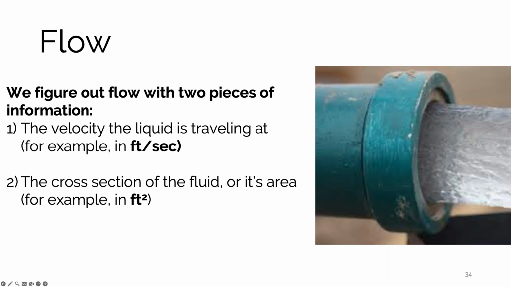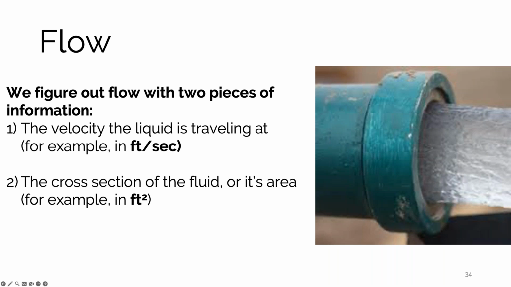To figure out flow, we basically can do that with two pieces of information. One being the velocity that the liquid is traveling at, and typically we're talking about velocity of liquids here, and the cross section of the fluid or its area, for example, in square feet. And again, sometimes you might have to do conversions, because they might give you an area in feet, but ask for something in a metric conversion.